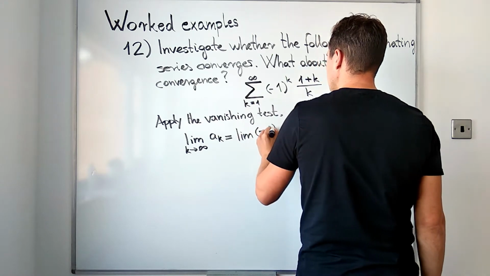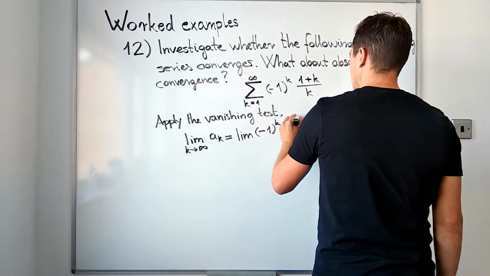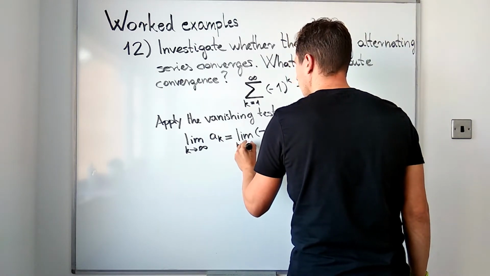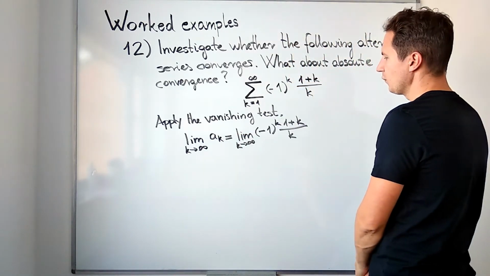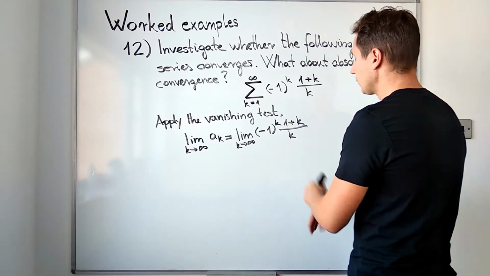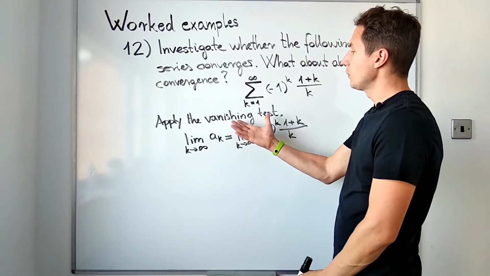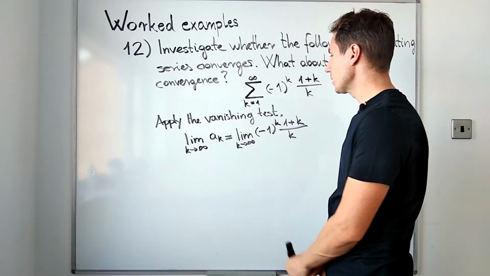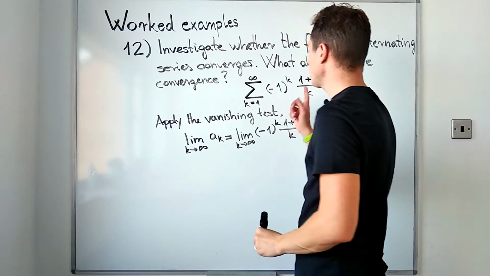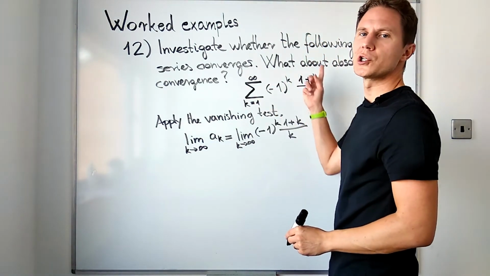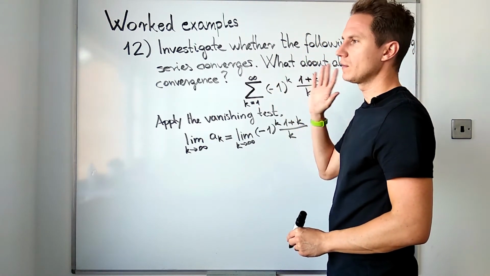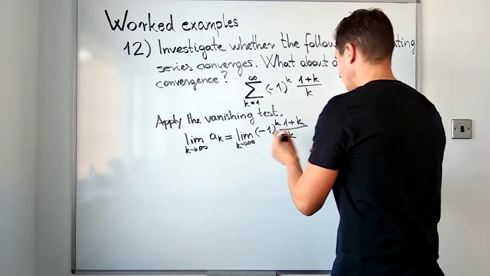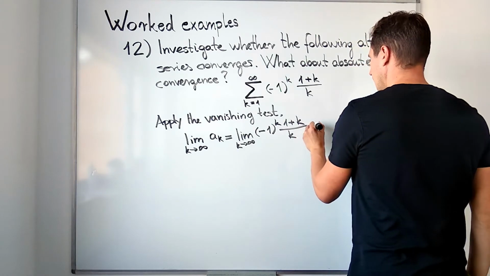So we should take the general term and take its limit as k, the index, goes to infinity. So let's calculate it. Well, I would like to remind you of the vanishing test. It says that if this general term does not converge to 0, then the series diverges. Okay, so let's look at this expression.